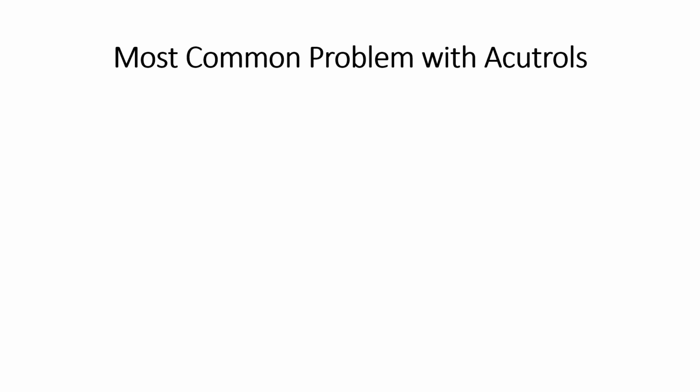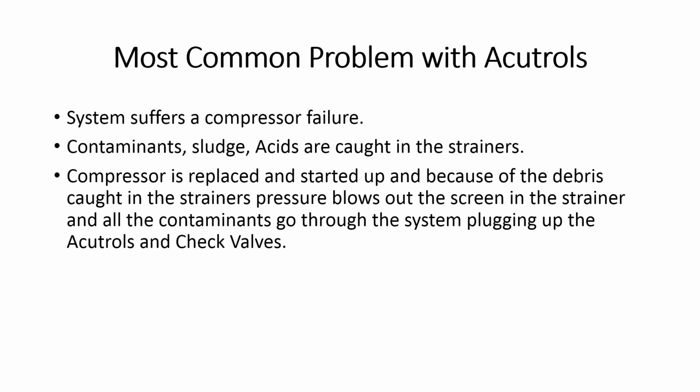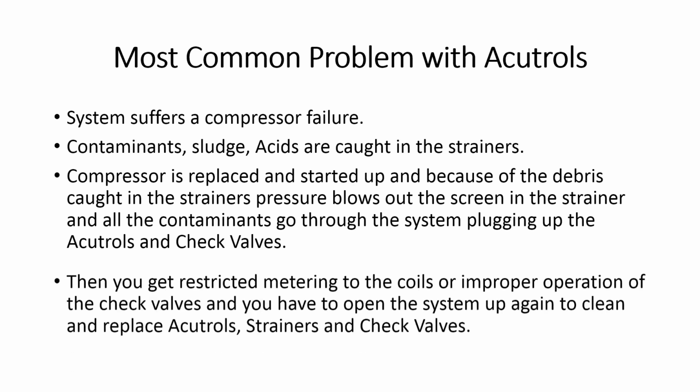What are the most common problems that we see with Accutrols? First, the system suffers a compressor failure. Contaminants, sludge, acids are caught in the strainers. A compressor is replaced and started up, and because of the debris caught in the strainers, pressure blows out the screen in the strainer, and all the contaminants go through the system, plugging up the Accutrols and check valves.